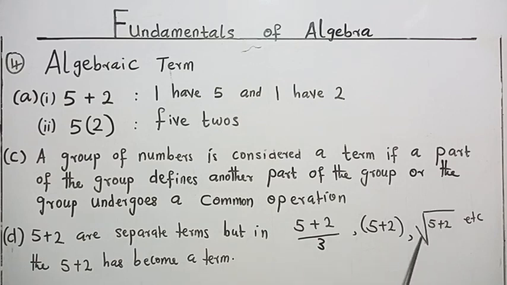This square root is not the square root of only 5 and not the square root of only 2. It is the square root of 5 plus 2. Therefore, this square root is a common operation that is being carried out on 5 and 2. So because of that, the 5 plus 2, which when separate were seen as different terms, has become one term because one common operation is now being carried out on both of them. Such operations can be carried out on 5 plus 2 and similar expressions to turn them from non-terms to terms.